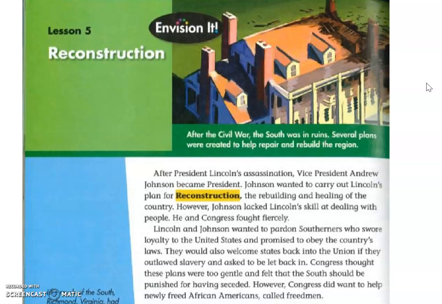I think it's important to note that Johnson started out by just wanting to carry out Lincoln's original plan of abolishing slavery, getting rid of the Confederate government, and the states could join back the United States if they made a new plan following the federal law, and to not punish Southern leaders, but that if you were a Confederate leader, then you couldn't run for office in the new government.